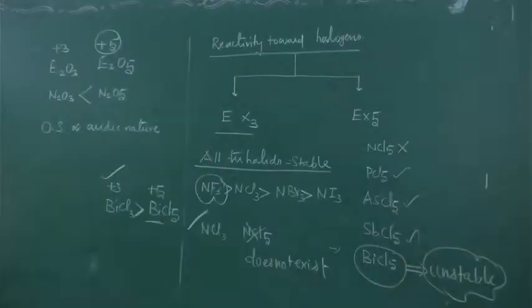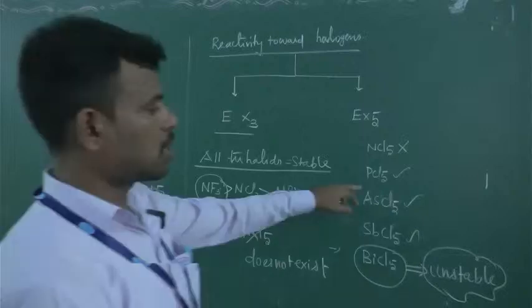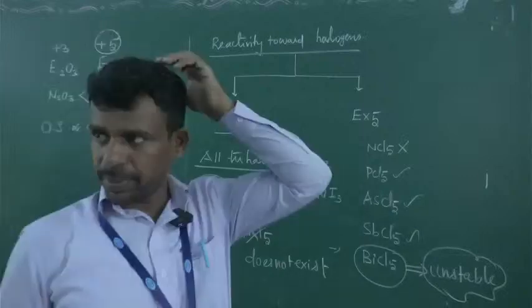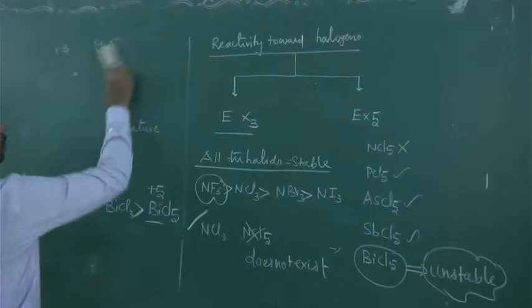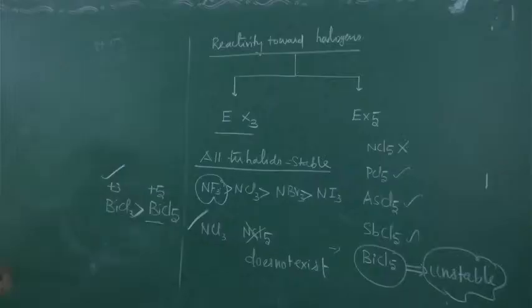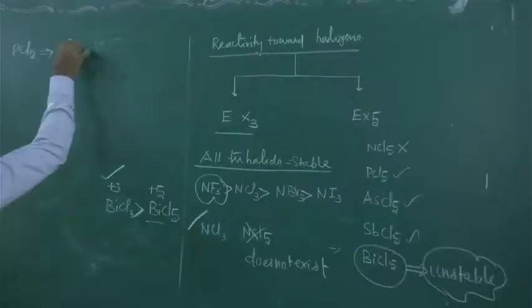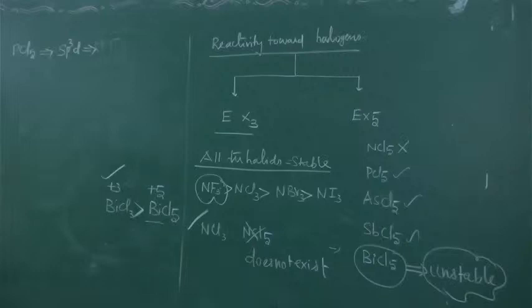So these are the points that you have to remember. Is it clear? So what is the structure of PCl5? What is the hybridization of PCl5? sp3d. What is its geometry? Trigonal bipyramidal.